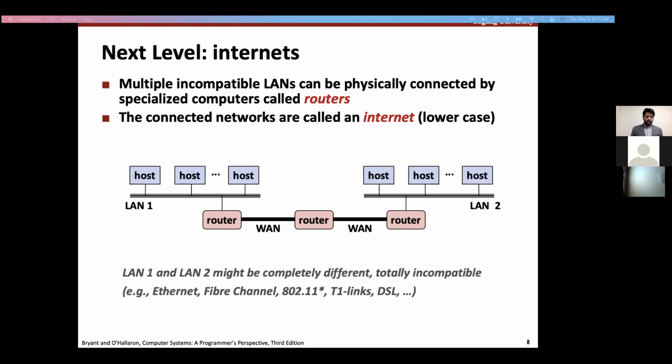So any host on LAN 1 can connect to any host on LAN 2 via this wide area network. Note that these LANs can be of different technology, and they can be totally incompatible. For example, one might be using Ethernet, one might be using Fibre Channel or T1 links or InfiniBand, different kinds of network interconnects.